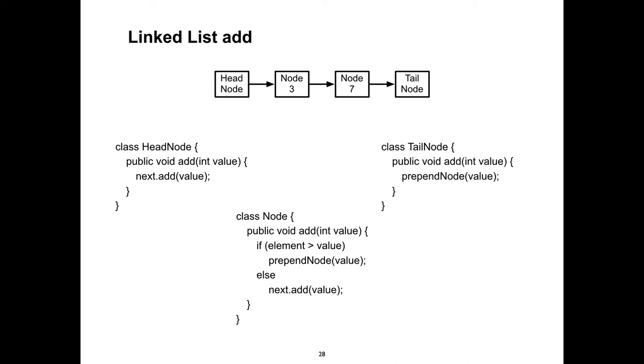And then, if it's a regular node, it's going to say, do you belong before or after me? Are you larger or smaller? If you're smaller, then I'll add you before me. Otherwise, I'll ask the next thing to add you. And the tail node is like, well, if the request gets to me, you belong before me because I'm the tail, I'm always at the end, right? But when I do the toString method, it goes all the way, right.